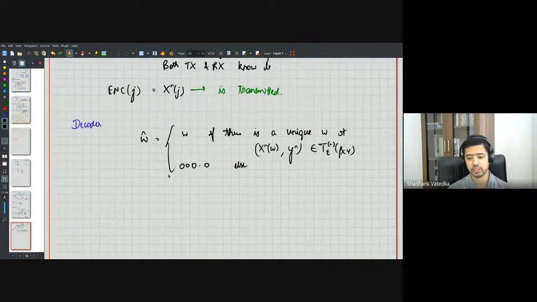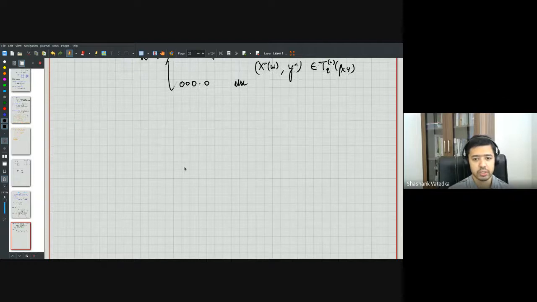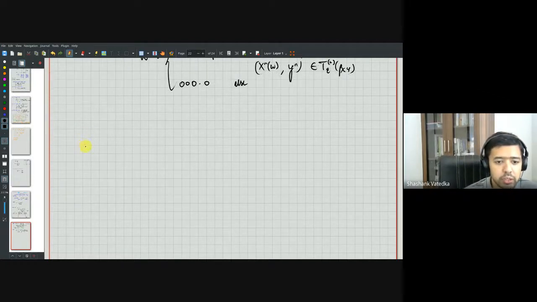So this is how the encoder and the decoder work. The encoding is just a lookup table, and the decoder is a typical set decoder. And this lookup table has been generated randomly. For a specific code book, it will be hard to analyze what the probability of error is. But basically what we're doing is analyzing the probability of error over all possible code books. Given this, our goal is to understand what the probability of error is.